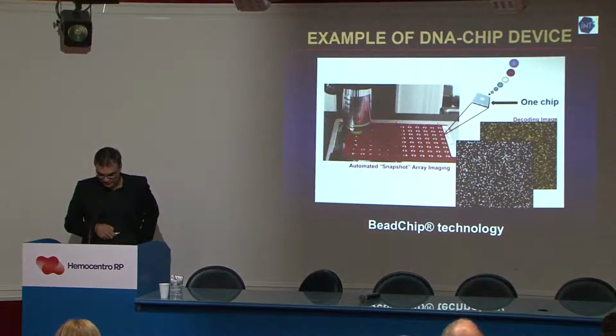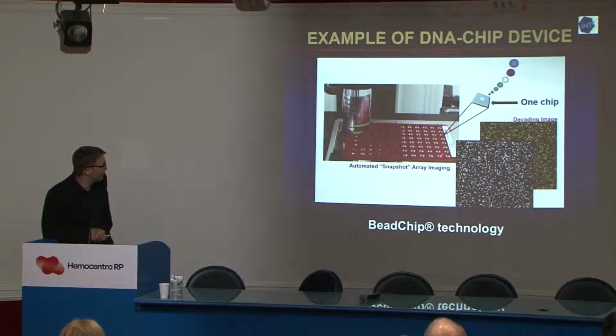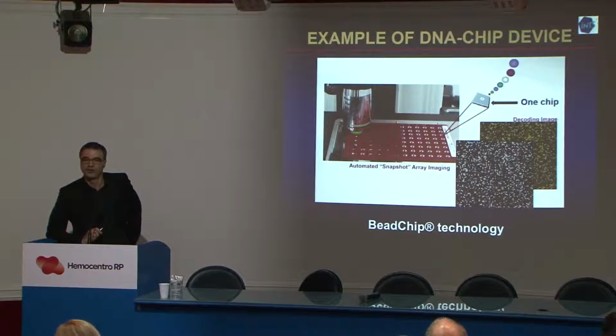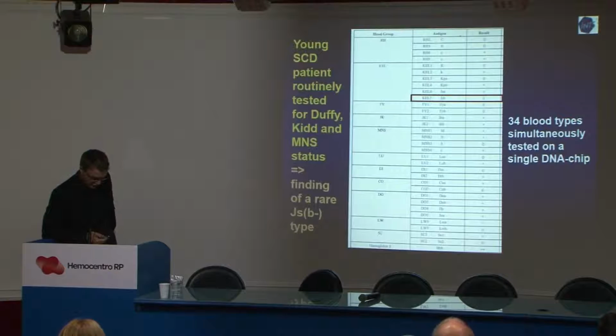So this is a DNA chip device that we use in our lab, and so we are able on a single chip like this one here to perform simultaneously 34 blood types. And this is a laboratory report here. This was in a young SCD patient. Just to know the Duffy, Kidd, and big S, little s status. And we found this, JASB negative. So it's a rare blood type. It's less than 1% in people of African descent.